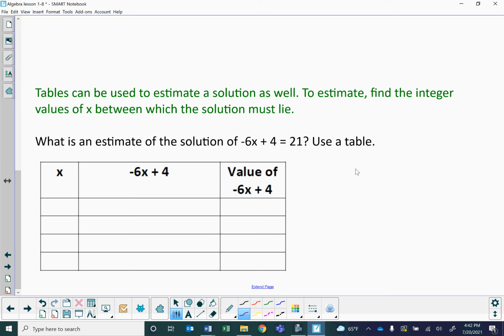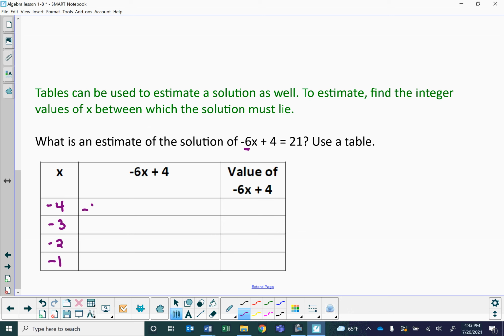For example, it says, what is the estimate of the solution negative 6x plus 4 equals 21? And again, we're going to use a table. If I have to have a positive number here, the best way to get a positive number, if I'm only going to add 4 to it and I already have a negative 6 here, is let my x values be negative. So I'm going to choose negative 4, negative 3, negative 2, and negative 1. And I tend to go in order, either going down or up, just because it makes things logical, and I tend to not miss important numbers, mostly, aka the answer that I normally need.